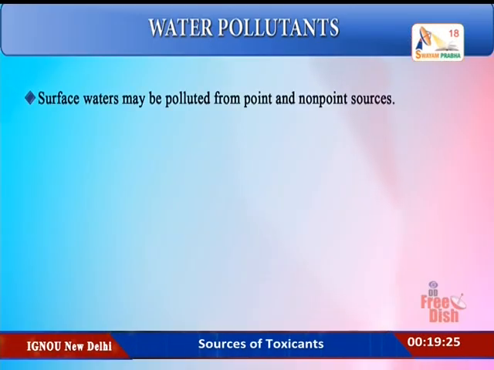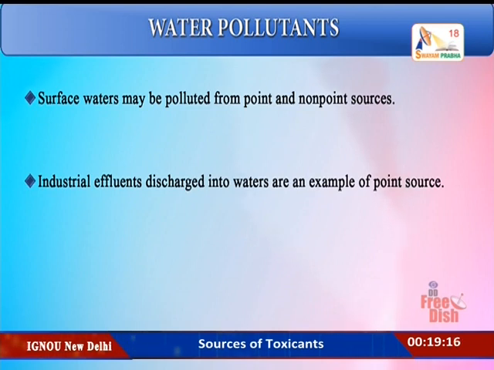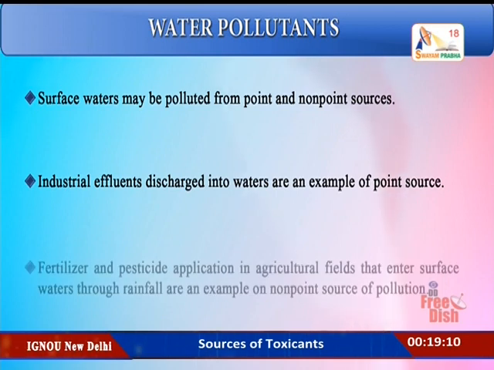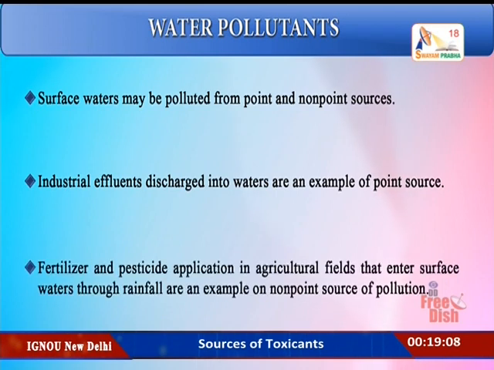Now, water pollutants. Surface waters and groundwater can both be polluted from point and non-point sources. Industrial effluents discharged into the waters are a classic example of point source pollution. Fertilizers and pesticides applied in agricultural fields enter the surface waters through rainfall.